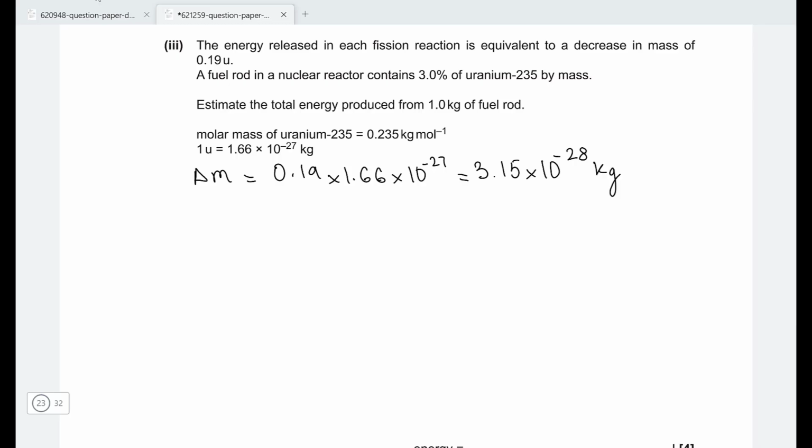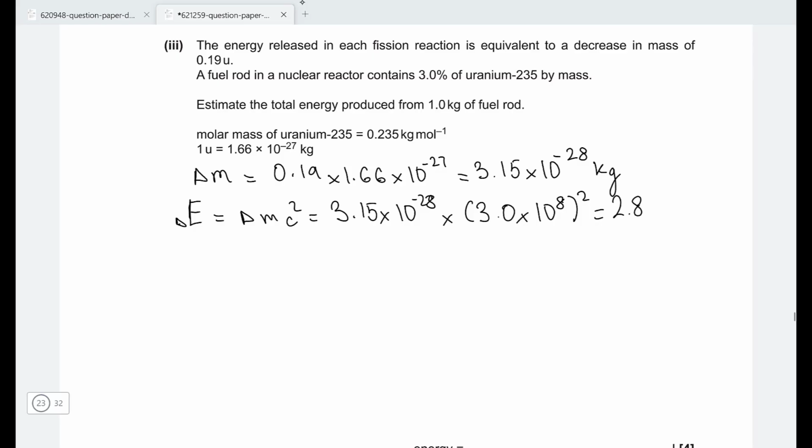Now we could use E is equal to mc squared, or delta E is equal to delta m c squared. Essentially, multiply our result by c squared. So it's going to be 3.15 times 10 to the power of minus 28 multiplied by 3.0 times 10 to the 8. Don't forget to square this whole expression. And once we put that into a calculator, we are going to get approximately 2.84 times 10 to the power of minus 11 joules.